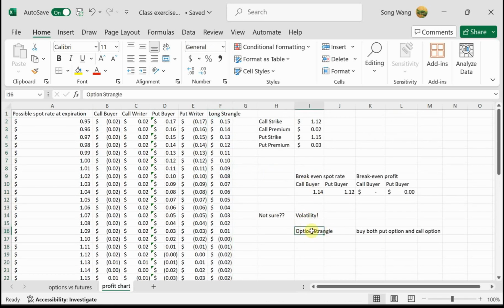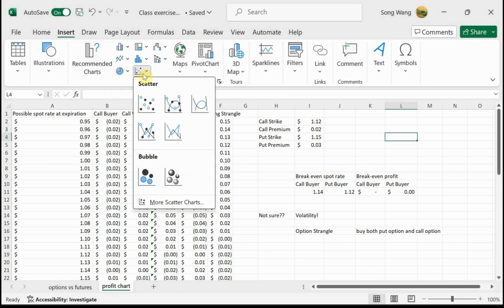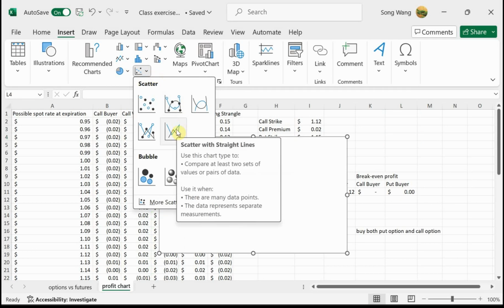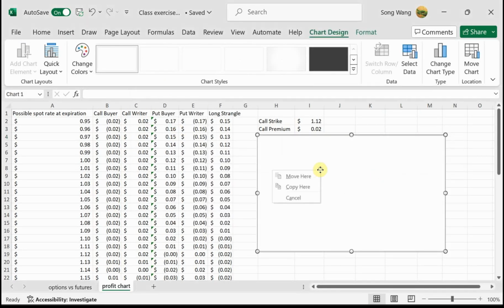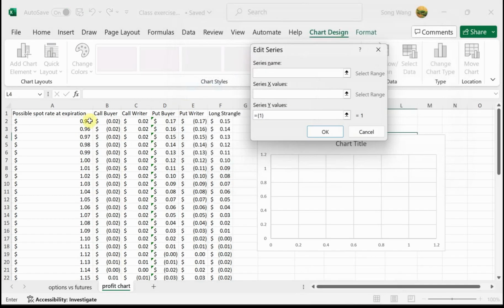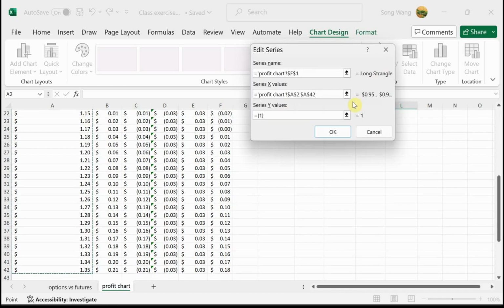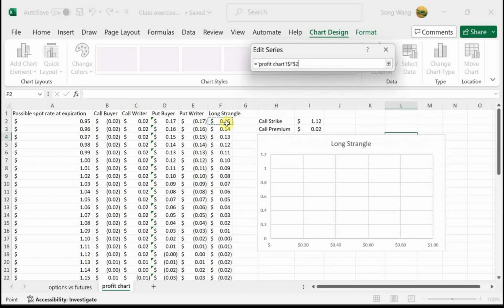So you can just generate a chart. Again, you hit Insert, and then you do a scatter chart. I want you to pick the last one, scatter with straight lines. Right click, select data, and then you do all this. The name should be long strangle, and for the X values, that will be all the spot rates here, all the possibilities in the future, and then you'll do all this.